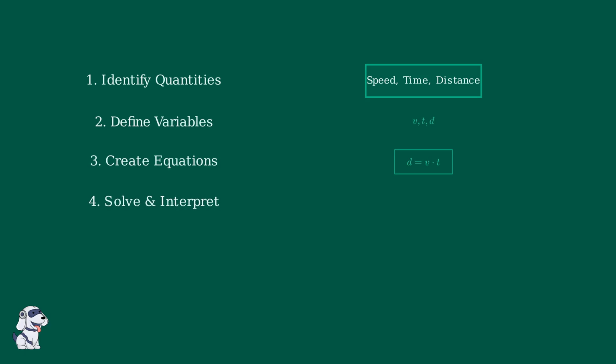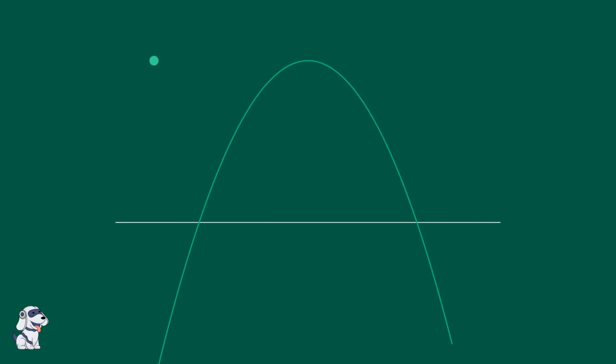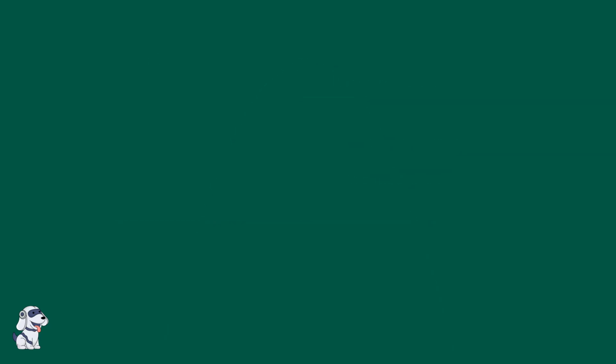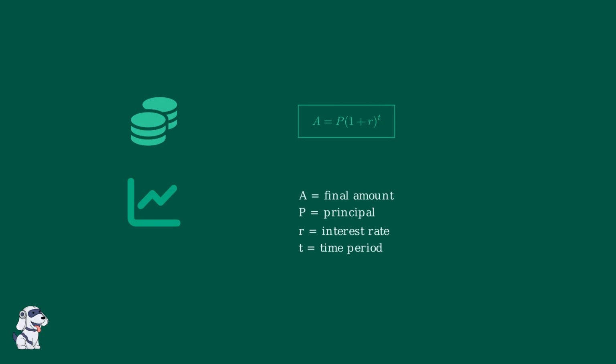Variables represent quantities that can change, allowing us to analyze patterns and solve problems across multiple disciplines. Consider projectile motion in physics. When we launch an object into the air, we can use algebra to model its trajectory. The height of the projectile at any time can be described by a quadratic equation. In economics and finance, algebra helps us calculate optimal investment strategies. We can model compound interest, risk assessment, and portfolio optimization using algebraic equations that guide financial decisions.